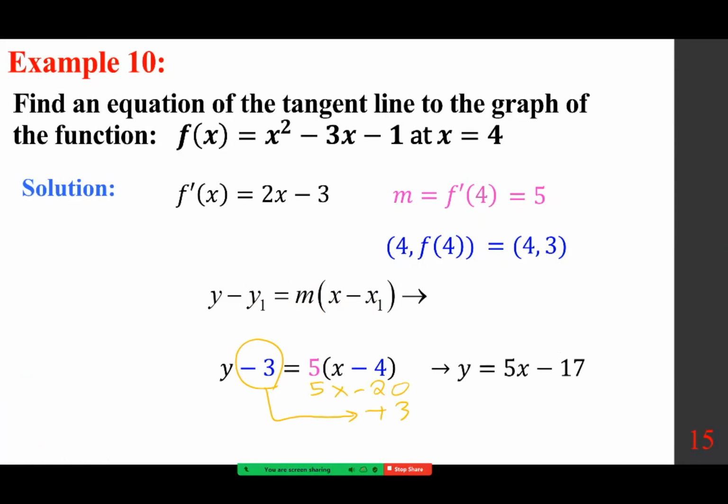So y equals 5x minus 17 is the final answer. By the way, again, this pair belongs to the original function, also to the tangent line. It shows whether this calculation is correct or not.